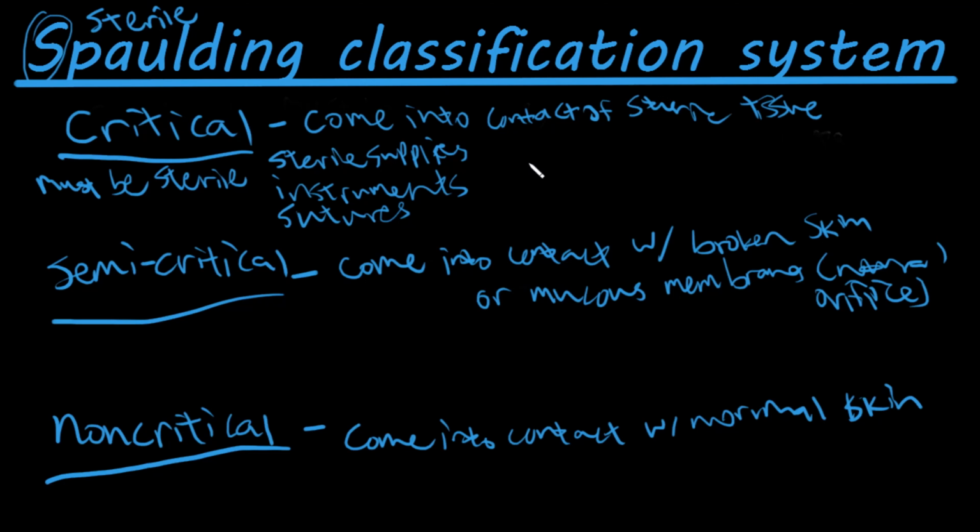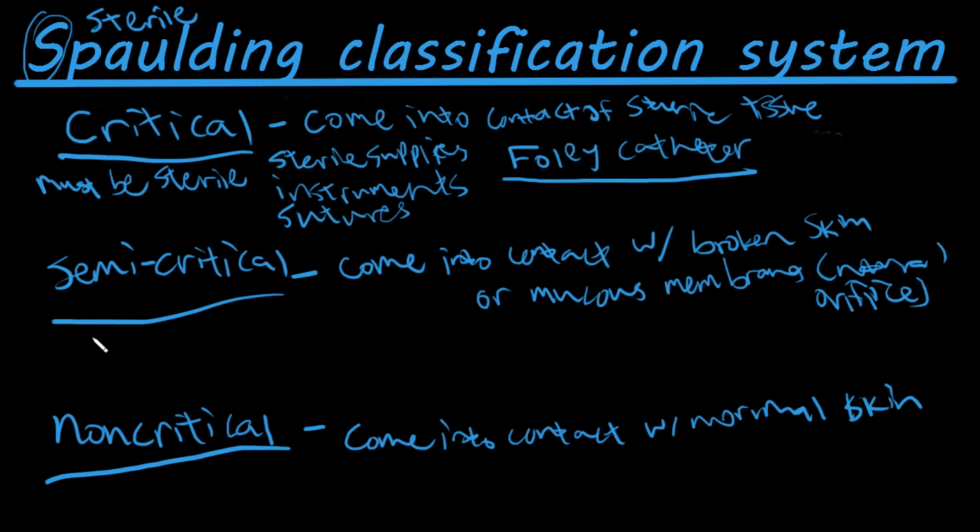And one other example I would like to go over is Foley catheters. So Foley catheters are considered a critical item. Although of course it enters a mucous membrane or natural orifice, so you might think of that as semi-critical, we know that Foley catheters must be sterile and therefore it is considered a critical item, so you might see that on your exam.